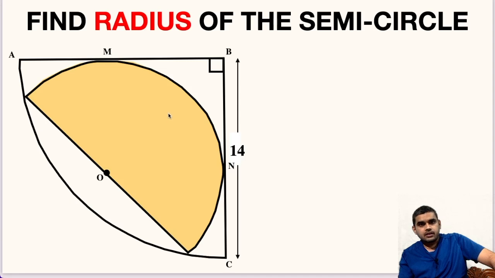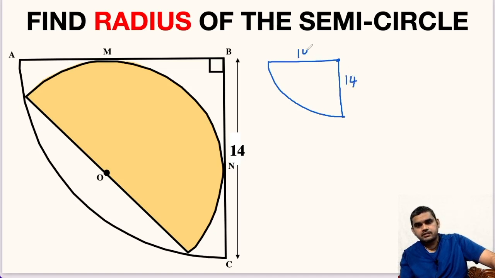Here we have to find the radius of this yellow semicircle. So let us see what is given in the question. First of all, we have a quarter circle, and its radius is given as 14 units. Inside it we have a semicircle, which is shown in the yellow shaded region. Our aim is to find the radius of this yellow semicircle.